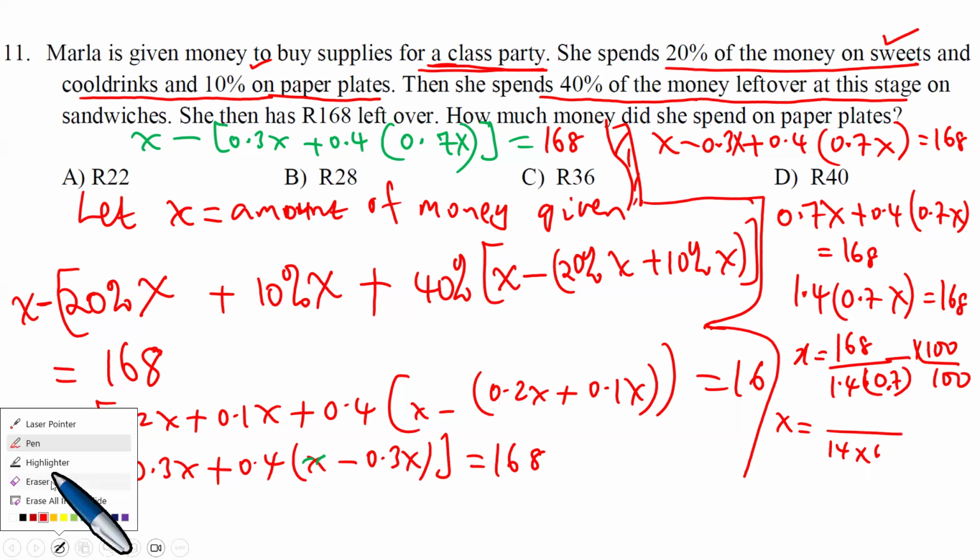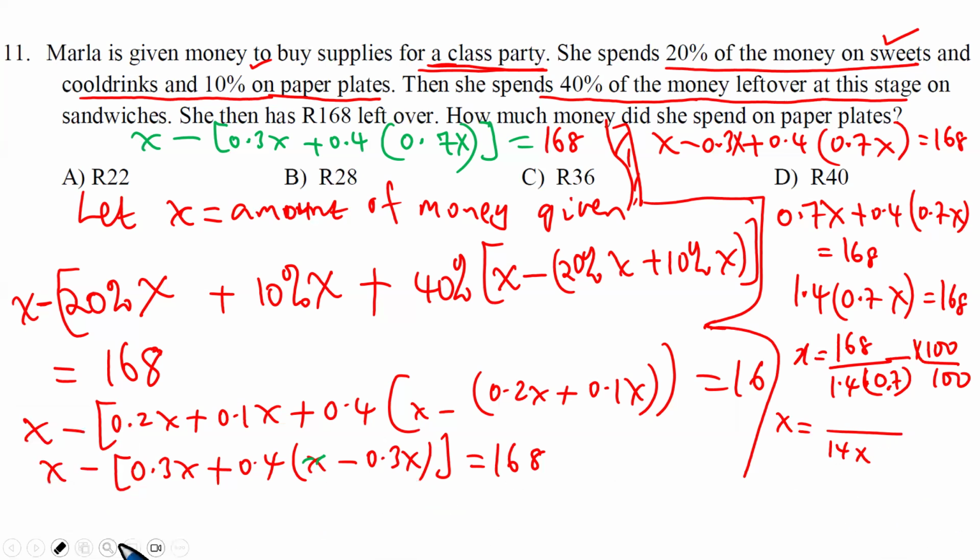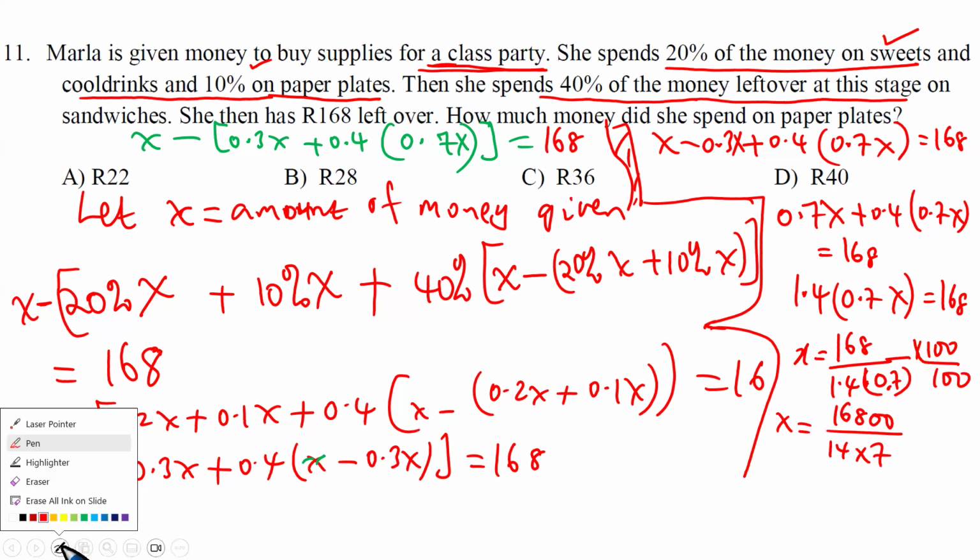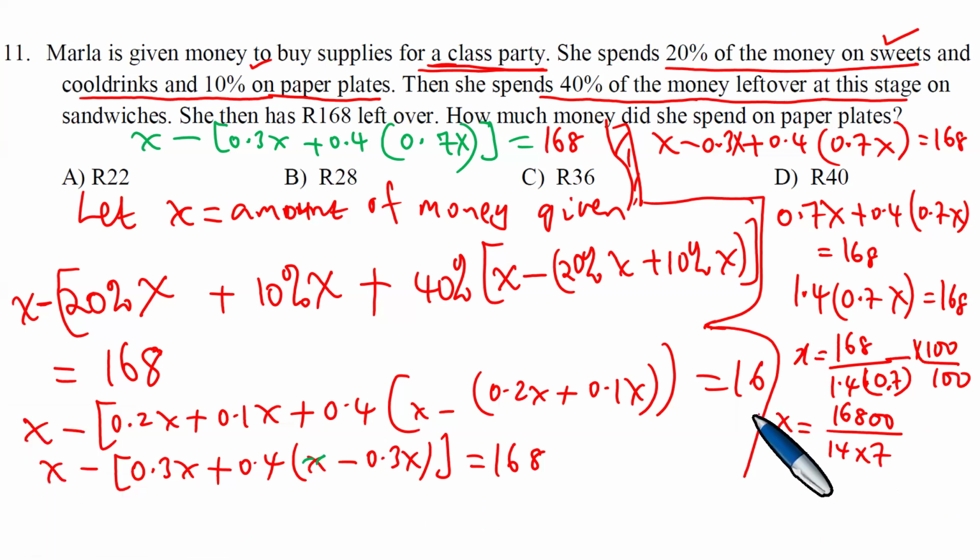Let's check if this is going to be nicer. Let's do the arithmetic. 7 at the bottom, and then the top is 16800. We're good. Now we just need to simplify this. How do we simplify this now?